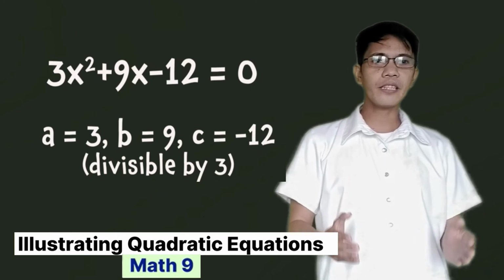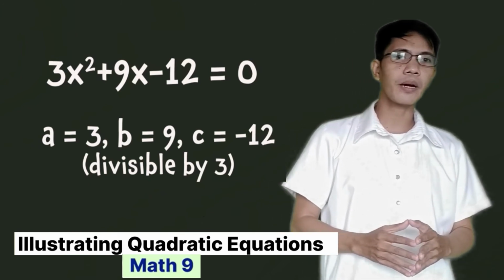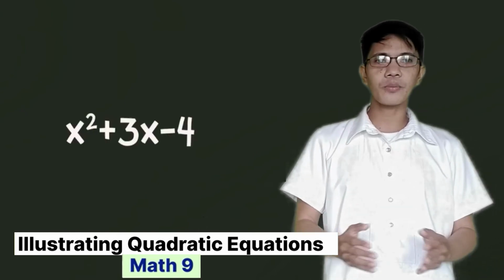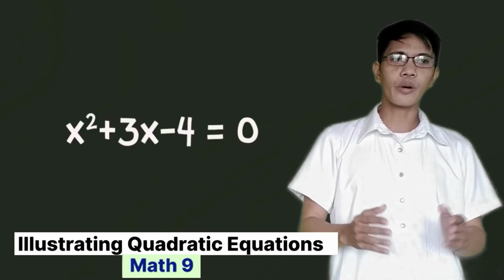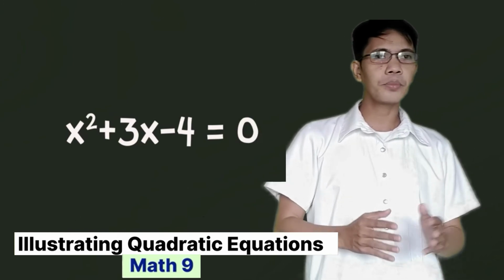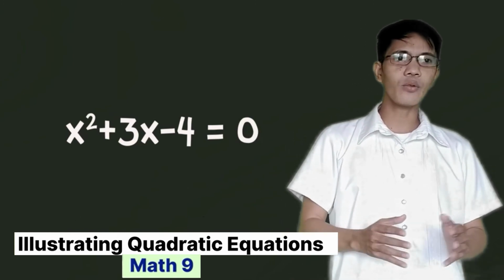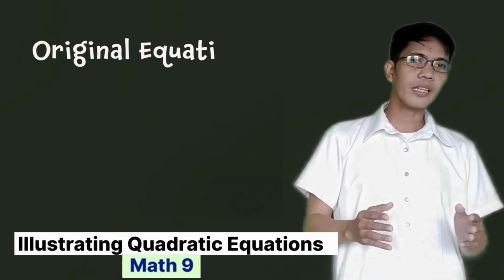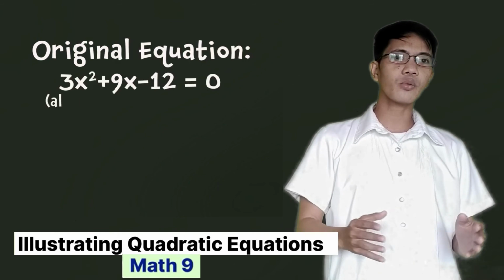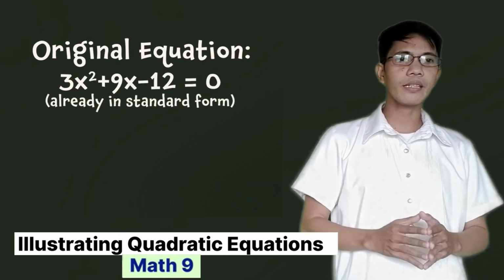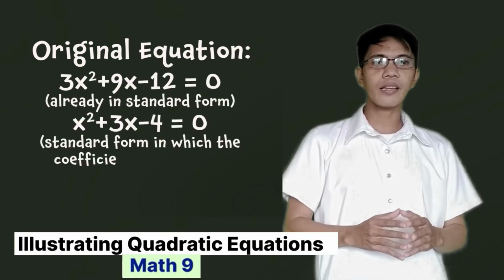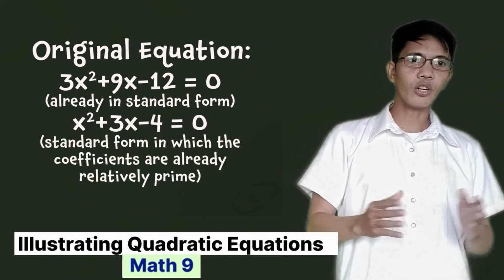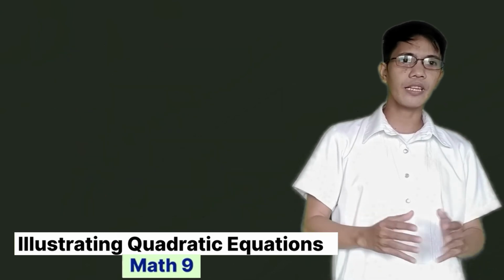So, dividing both sides of the equation by 3, we get x squared plus 3x minus 4 equals 0, where a equals 1, b equals 3, and c equals negative 4. So, we say that 3x squared plus 9x minus 12 equals 0 can also be written as x squared plus 3x minus 4 equals 0, wherein the coefficients are relatively prime.